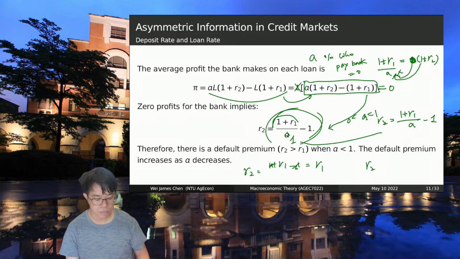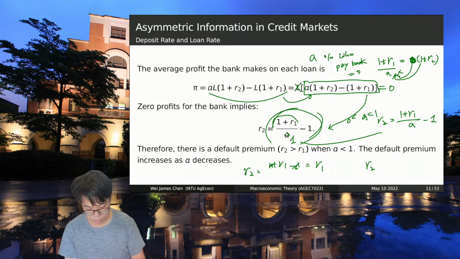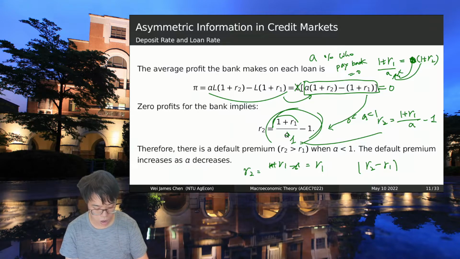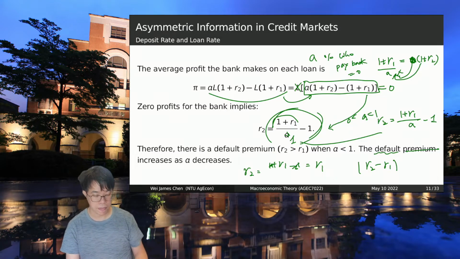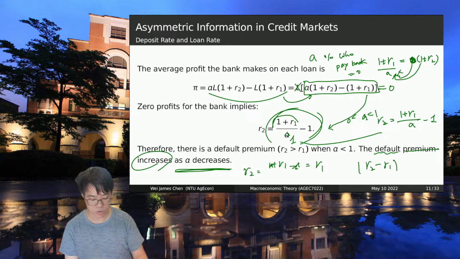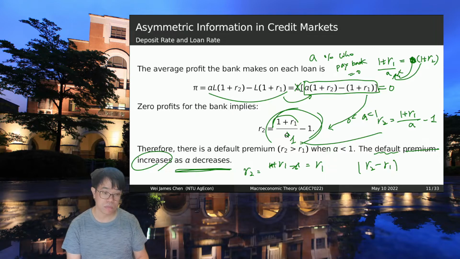Okay. So the difference between R1 and R2 is called a default premium. And this premium increases as A decreases. If the percentage of people who pay back the loan is lower, then obviously the difference is bigger.